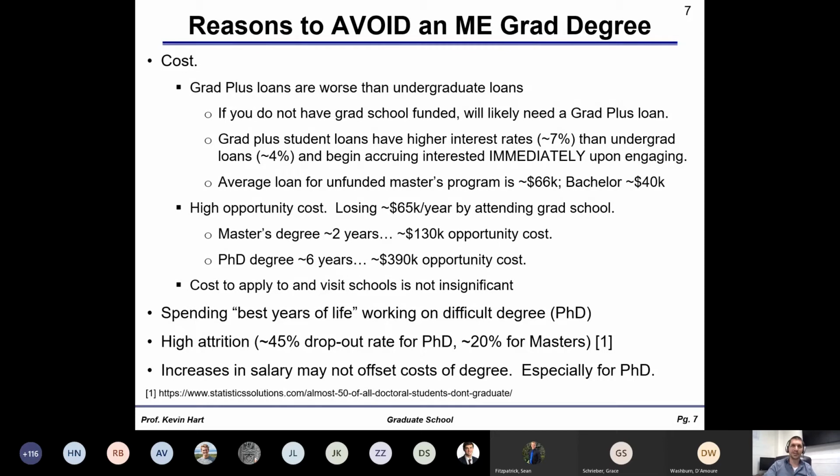Graduate loans are different. Grad PLUS loans, as they're usually called, this is like the federal program for giving loans, they will start racking up interest immediately and generally have a higher rate. Okay?